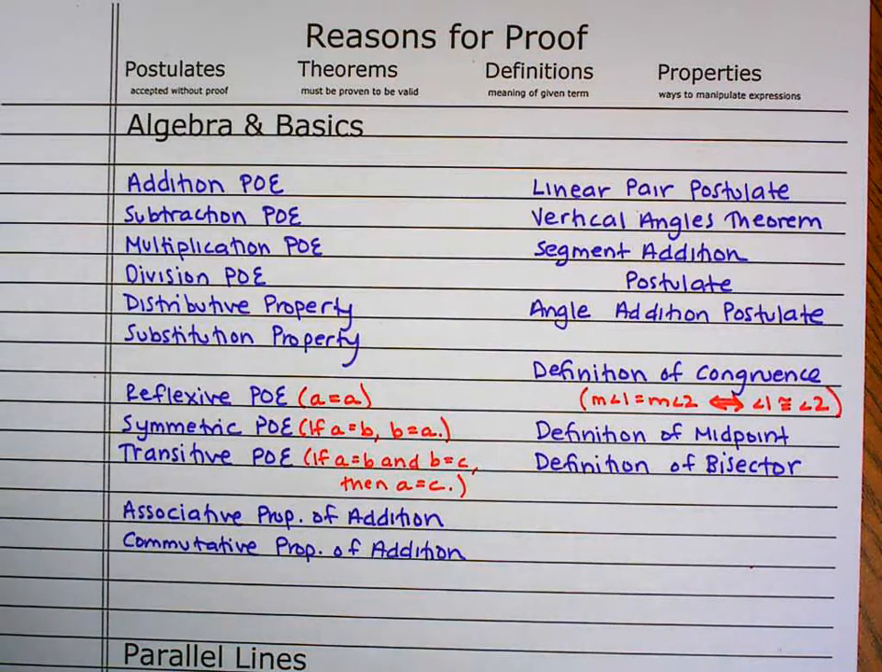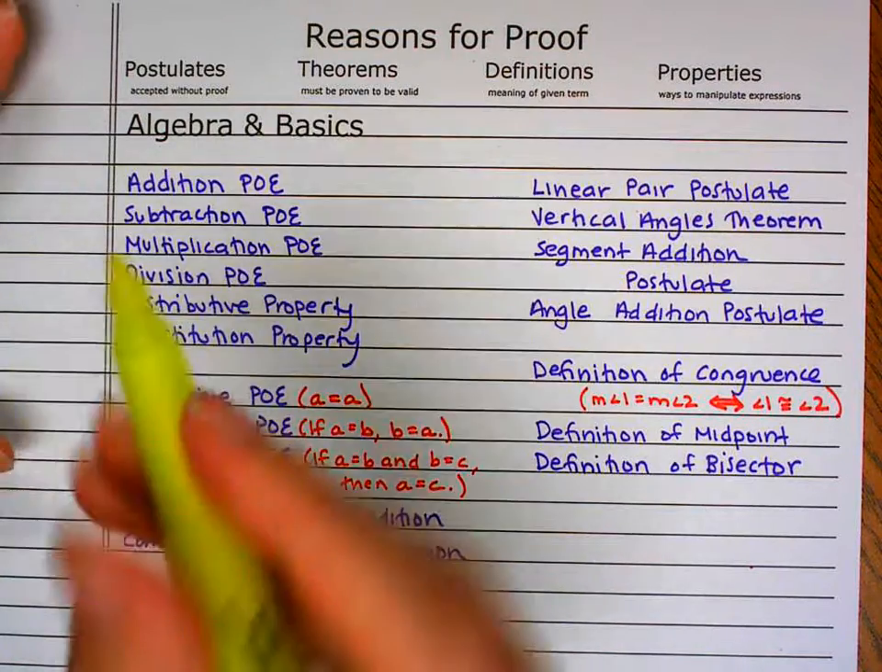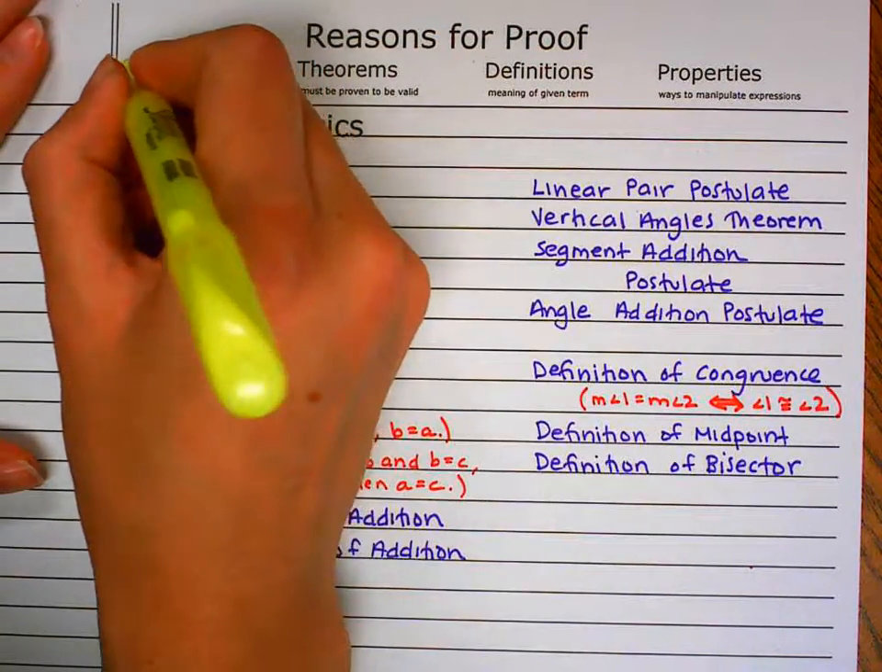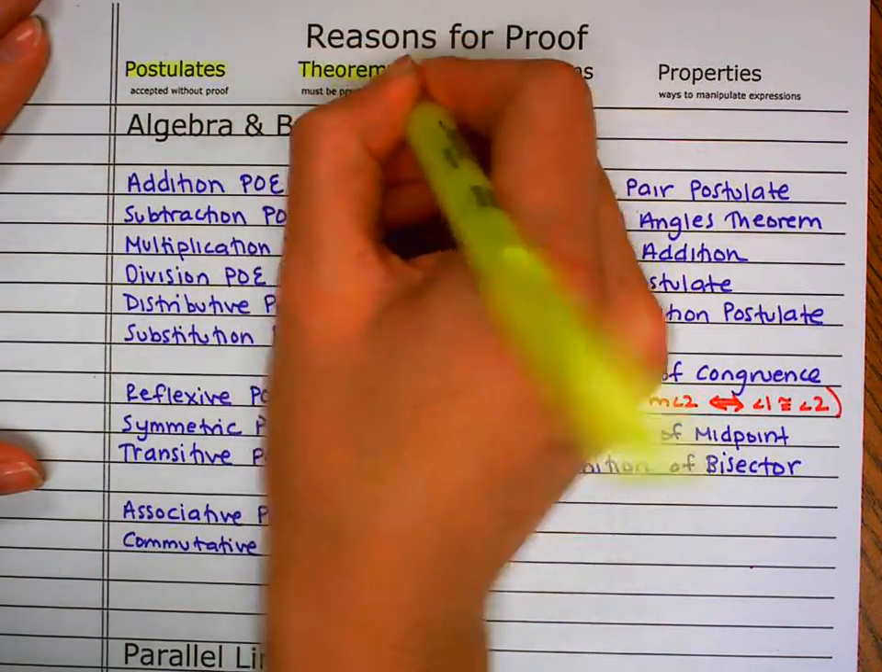Guys, this is going to be a video on how to pick your reasons when you're doing proofs. We have 4 types of things that we can use for reasons, and you've been given this paper. We're going to call this your reasons for proof paper for the rest of the year. It should be on purple paper. And you'll notice at the top there's these 4 things listed. There's postulates, theorems, definitions, and properties.